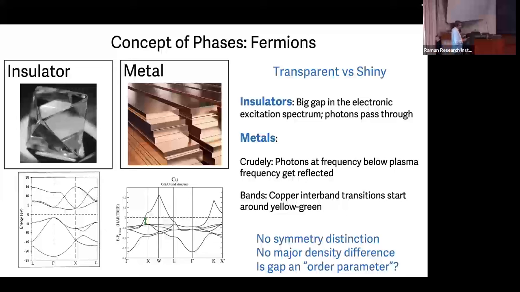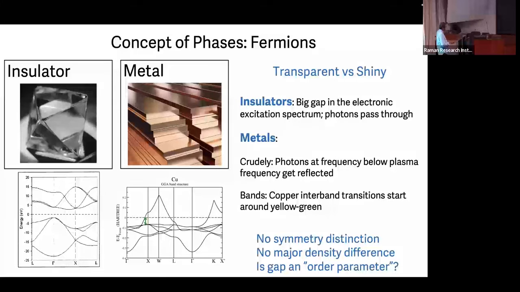So that's a crude way of looking at it. But in the language of bands, you can say, well, why is copper red, whereas some other metals have other colors? And you'd say, well, if I look at copper, in fact, it's not just a plasma, it also has a band structure, right?